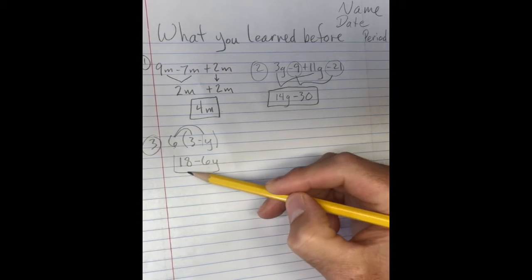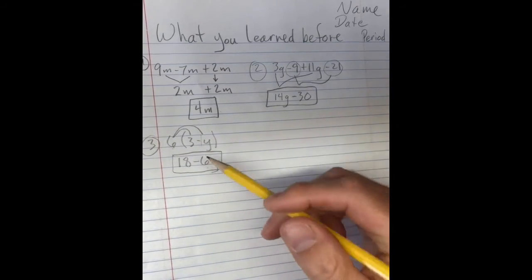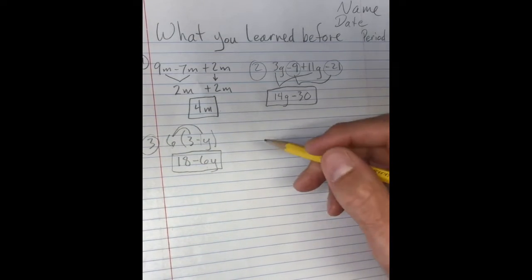And you leave your answer like this because number terms are different than variable terms. This is a number term, and this is the negative 6y term, so we leave it like that.